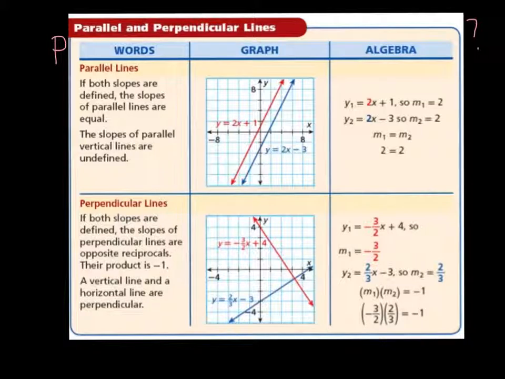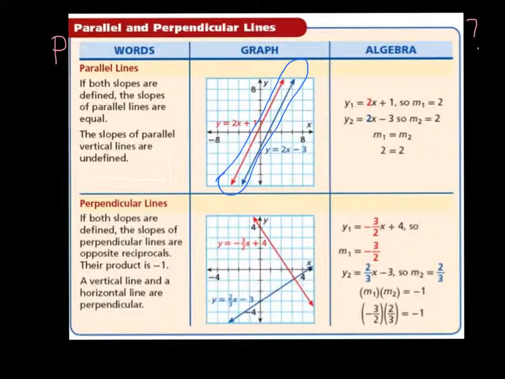The slopes of parallel vertical lines are undefined. So again, we talked about how horizontal lines have a slope of 0, while vertical lines are undefined. So here's an example, a little picture of two lines that are parallel. We have these two lines here. The equations are written here. y equals 2x plus 1 is the red line, and the blue line is y equals 2x minus 3. So they both have a slope of 2, so they're parallel.